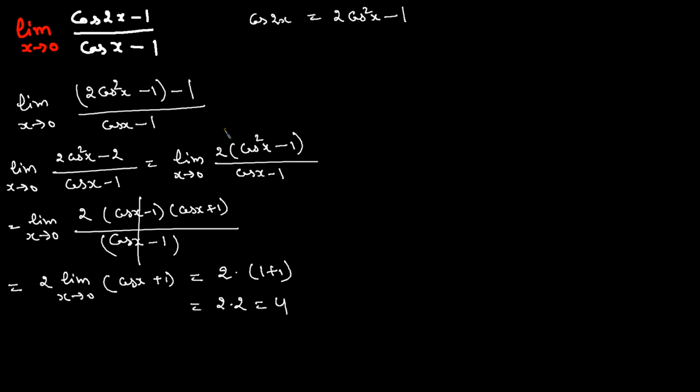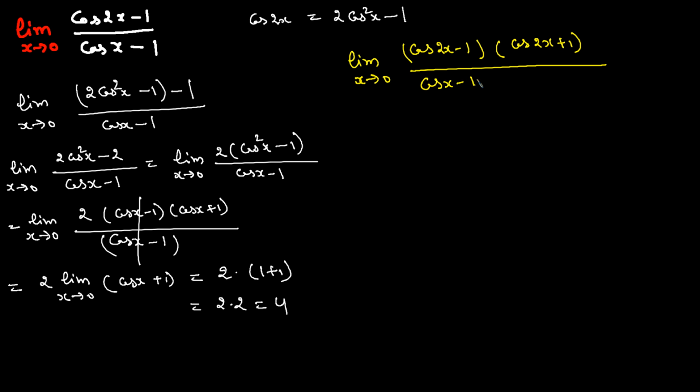Let's do the second way. I'm going to try to do the other way too. Okay, so limit x approaches 0, cos of 2x minus 1, and multiply it by its conjugate, cos of 2x plus 1. And same thing here, cos of x minus 1 and multiply it by the conjugate, cos x plus 1. But we can't write them like this. If we are multiplying here, we need to multiply in the numerator too. Same thing for this one, cos of 2x plus 1.